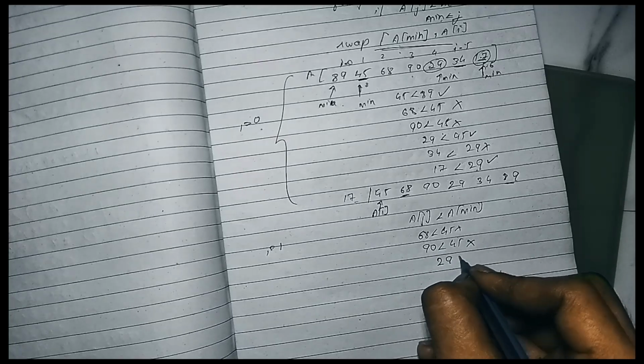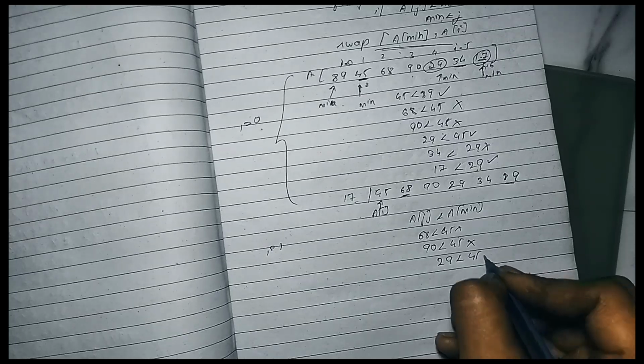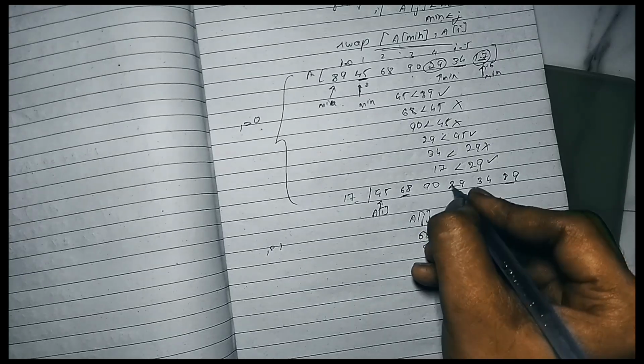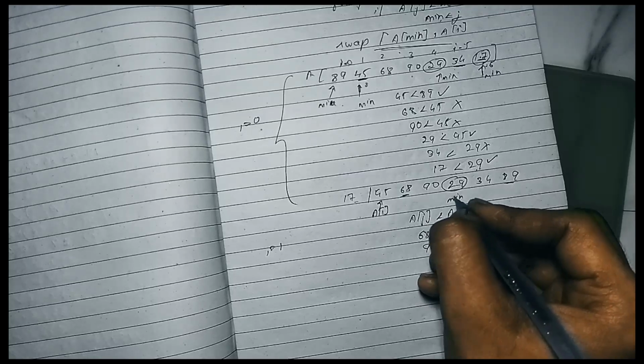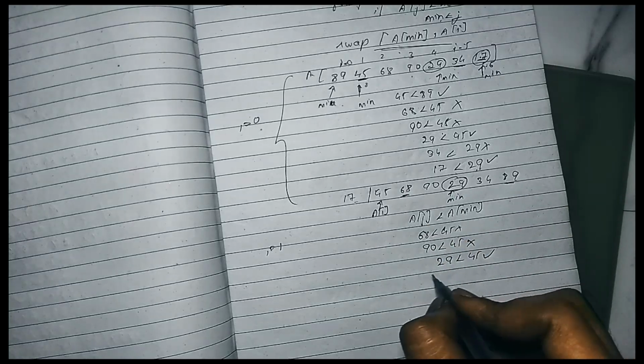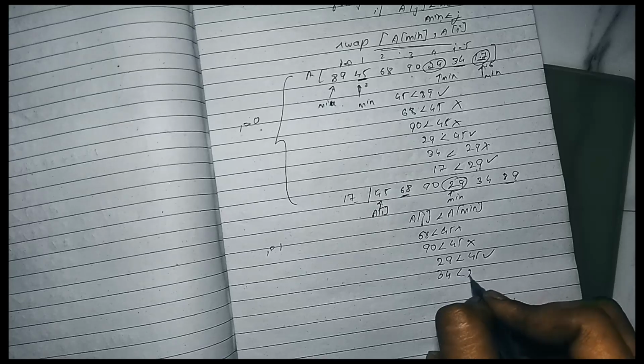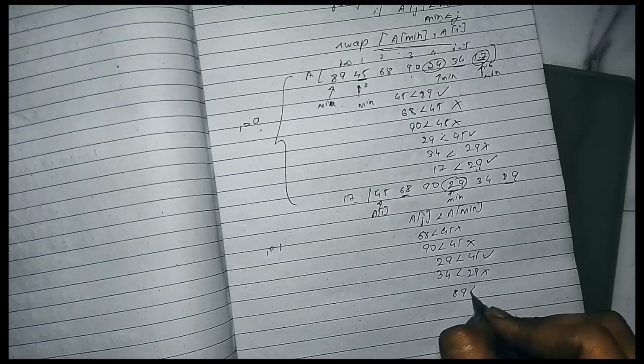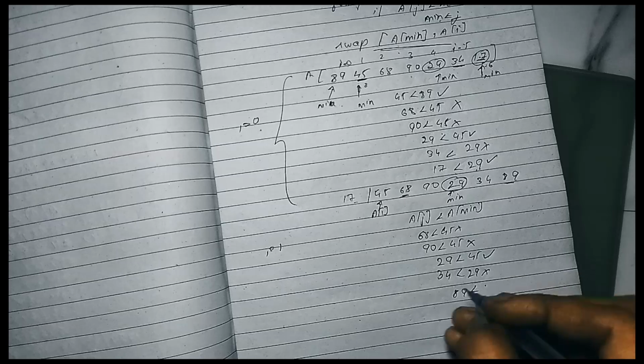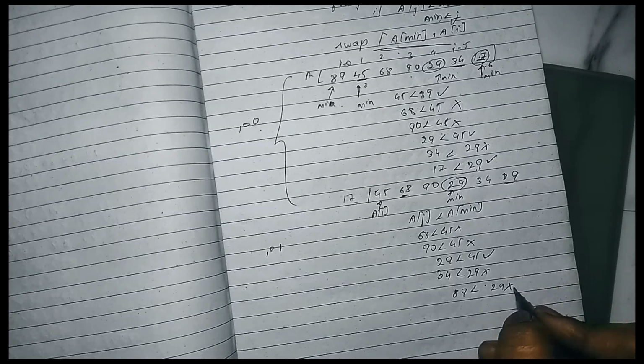Next, whether 29 is lesser than 45. Yes, this is true, so now the minimum will become 29. So now this is the updated minimum. Then j will be incremented to 34, whether 34 is lesser than 29. No. Then j will be incremented to 89, whether 89 is lesser than 29. No, this is also false.